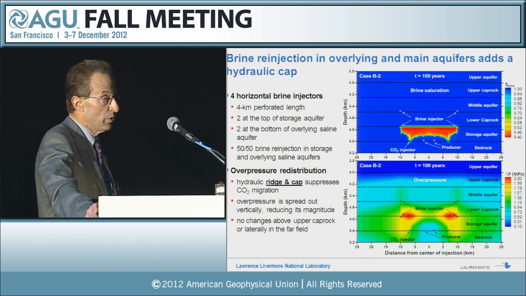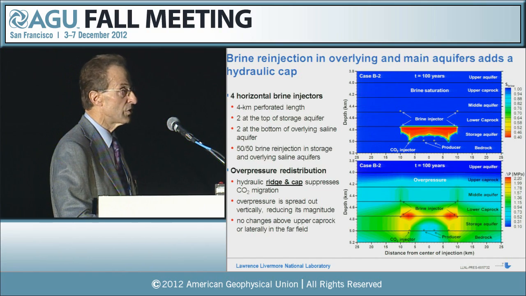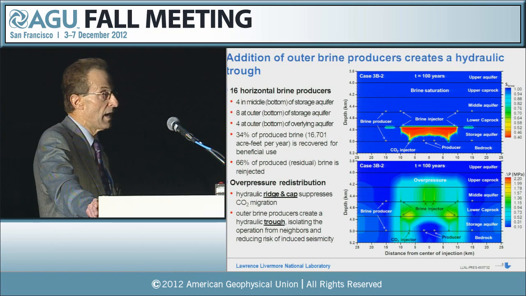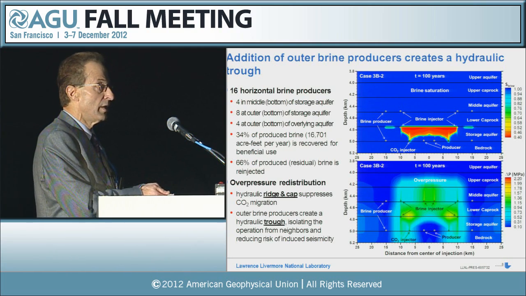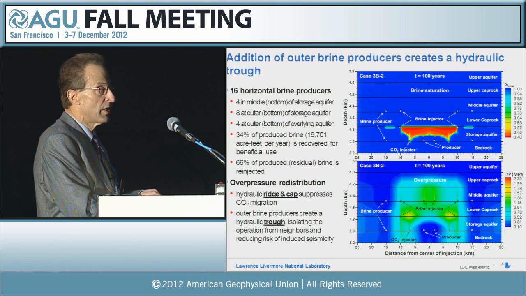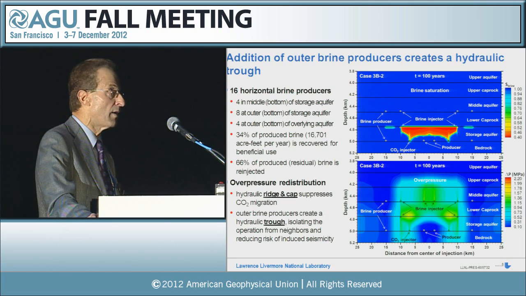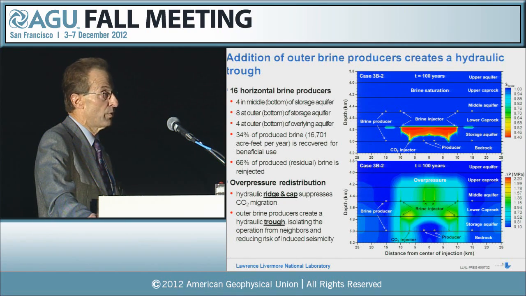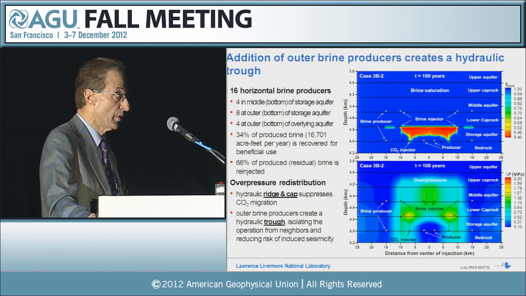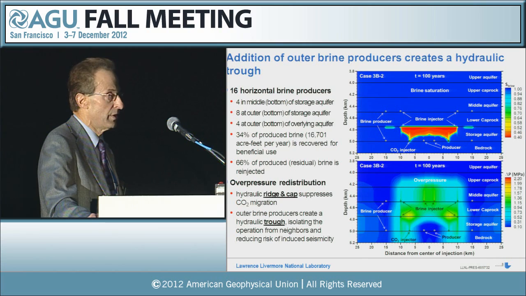However, in this case, because we're still injecting the same amount of fluid in the formation, we still have the same far-field overpressure changes. So the next thing we considered is adding lateral or perimeter brine producers outside of the brine injectors. So now we have 4 rings of wells: an inner ring of producers, a second ring of CO2 injectors, a third ring of brine injectors, and now the 4th ring of brine producers outside of the brine injectors. By doing this, we can create a hydraulic trough which isolates the influence of this hydraulic ridge so that neighboring activities like shale gas producers will not be interfered with by this GCS operation. And this, of course, also reduces the risk of leakage and reduces the risk of induced seismicity.